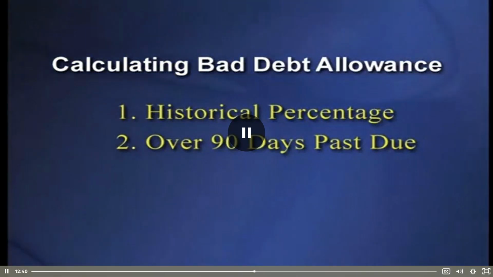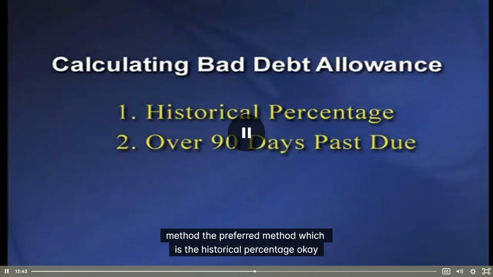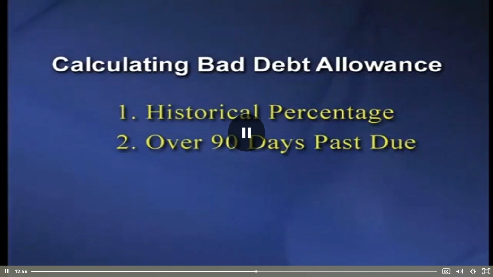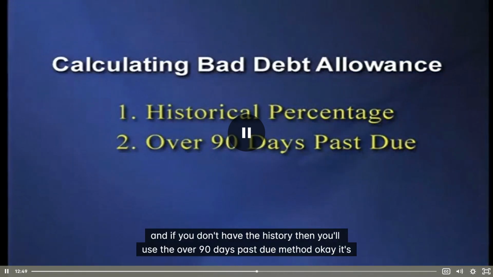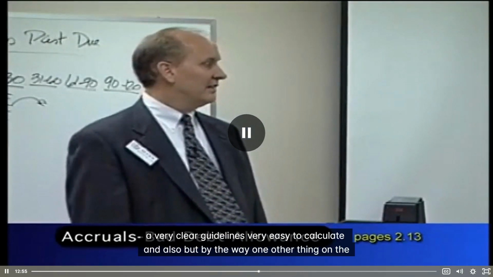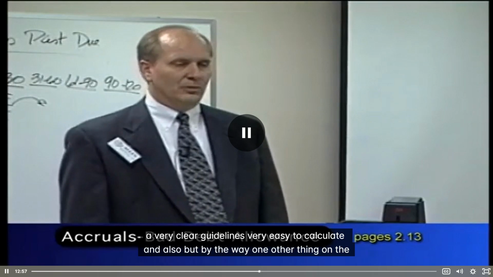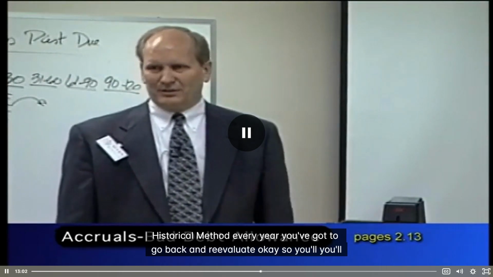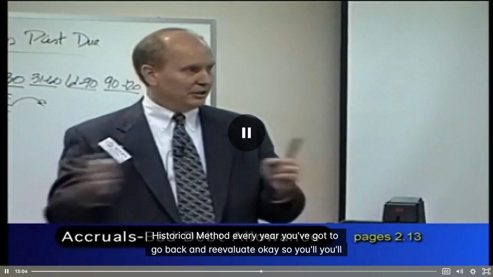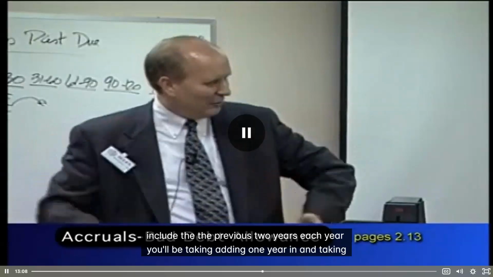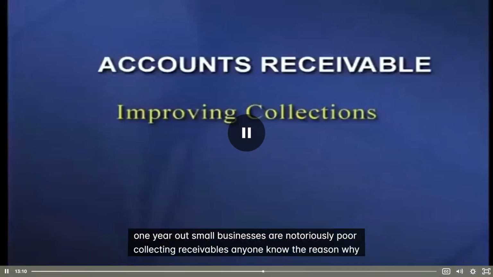Which one's preferred? The preferred method is the historical percentage. And if you don't have the history, then you'll use the over 90 days past due method. So very clear guidelines, very easy to calculate. And also, by the way, one other thing on the historical method, every year you've got to go back and reevaluate. So you'll include the previous 2 years. Each year you'll be adding 1 year in and taking 1 year out.